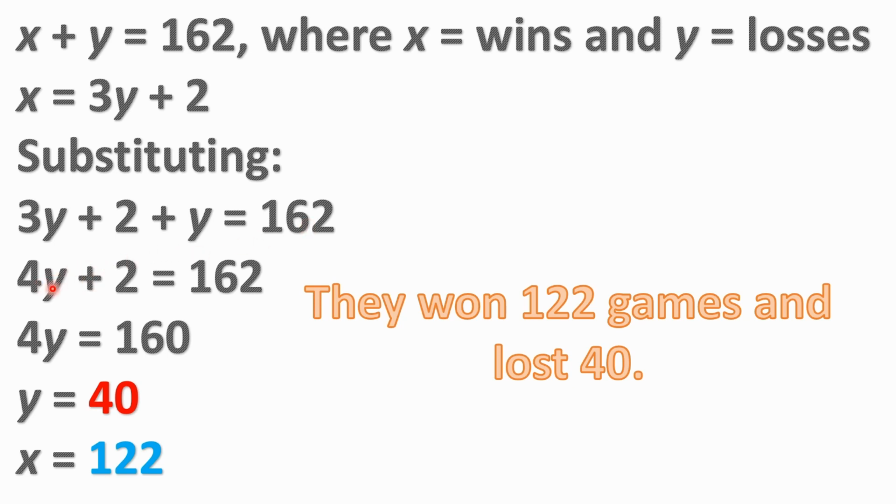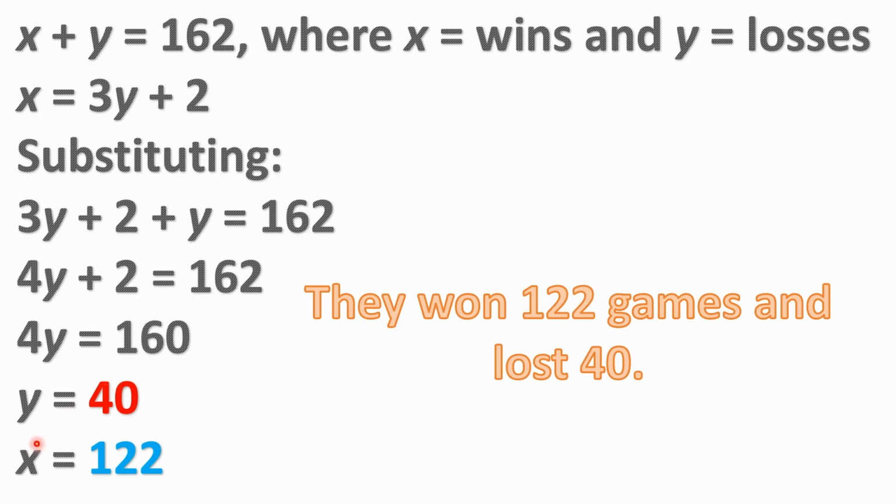If we simplify that, we have 4y, because 3y plus y is 4y. 4y plus 2 is 162. From here, we can subtract 2 from both sides of our equation, which leaves us 4y equals 160. So we divide both sides of our equation by 4. That leaves us with y equals 40. So according to this, they lost 40 games.